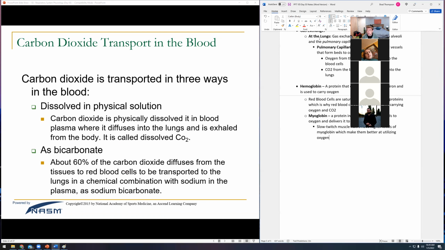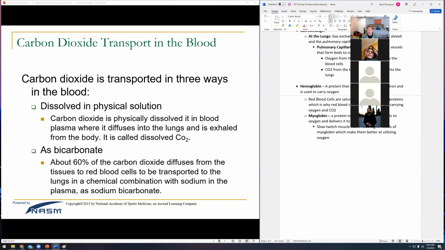Carbon dioxide is also going to be transported by your red blood cells. That is also going to happen thanks to hemoglobin. Hemoglobin can carry carbon dioxide as well. But there's also some of that carbon dioxide that is going to dissolve in your blood. That's why we call it plasma instead of just calling it straight blood.